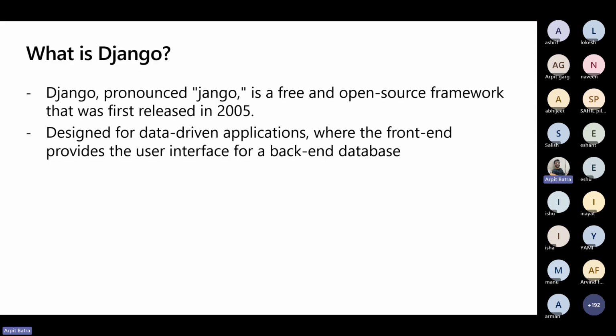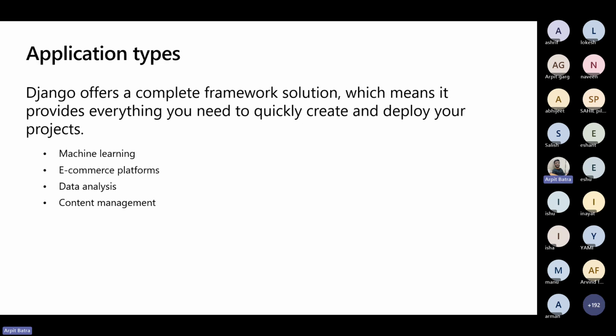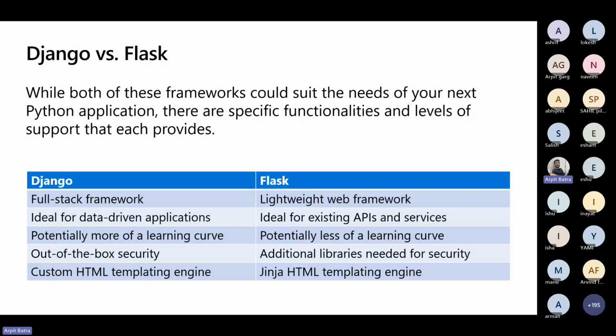We covered the definition of Django. Now we covered the application types. In the application types, Django offers a complete framework solution, which means it provides everything you need to quickly create and deploy your project. And what are the functions which are helping? The first one is machine learning, second one is e-commerce platform, third one is data analysis, fourth one is content management.